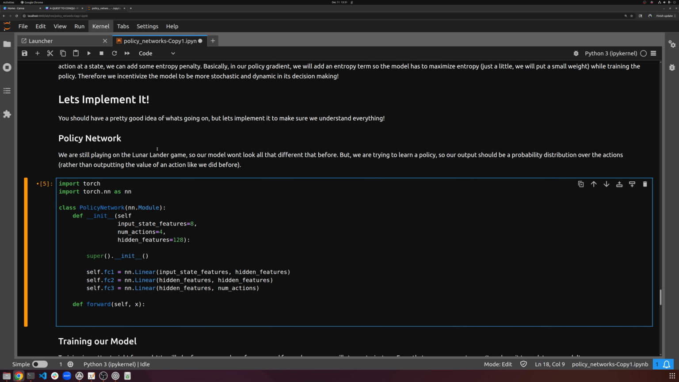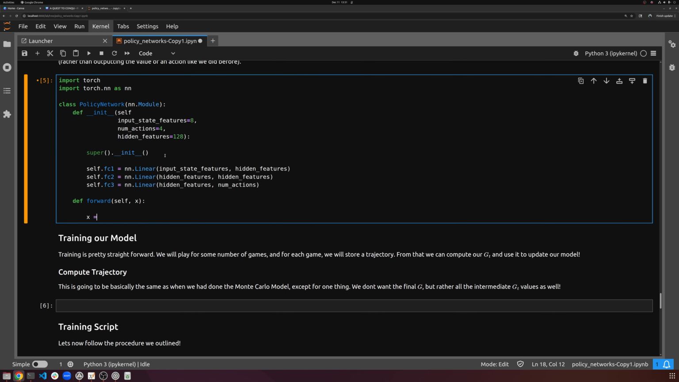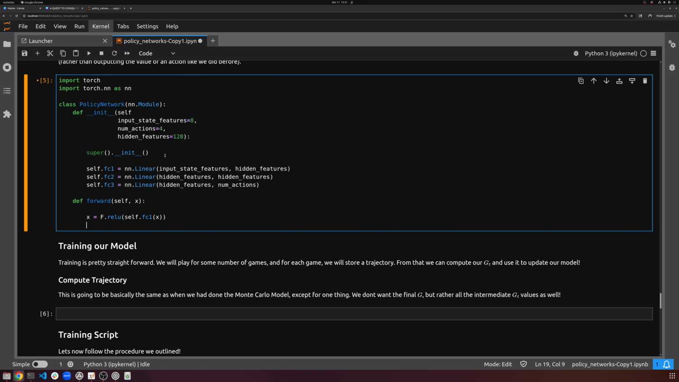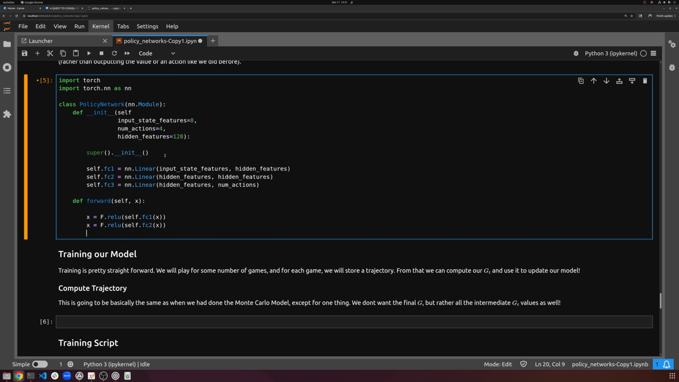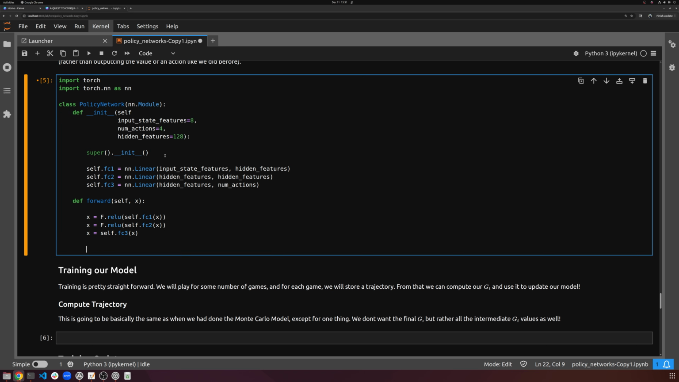Self.x, we're going to pass in some actions, and then this will be pretty straightforward, right? x is going to be equal to F.relu of self.fc1(x). Go ahead and just add some activation function. You can play with different ones. We're keeping it simple. Self.fc2(x), and then x is equal to self.fc3(x).